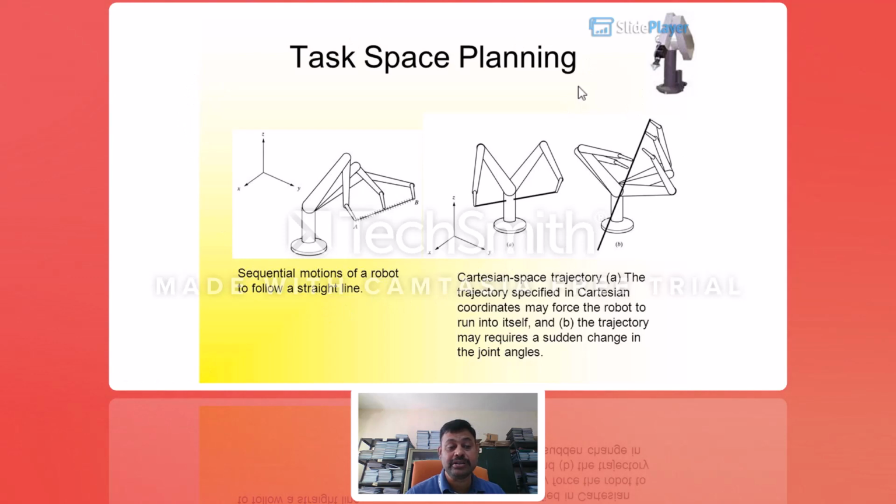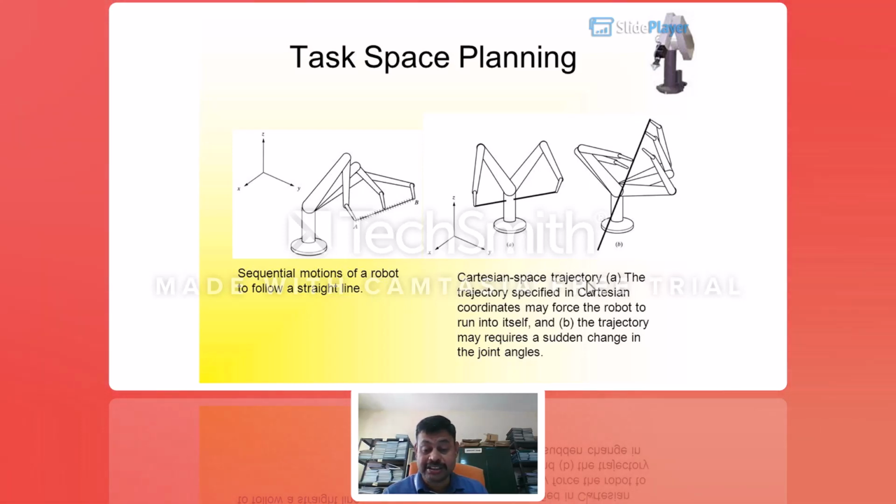Now let us go for task planning. A typical example of task planning: these sketches are clearly available. Suppose you make a sequential motion of the robot. Here a single motion and a sequential motion are both there. Initially the robot position is at the middle. From the middle it comes to A and goes to B. This is a sequential motion, 0 to A to B. Look at the path, it is a straight line. This is one task planning example.